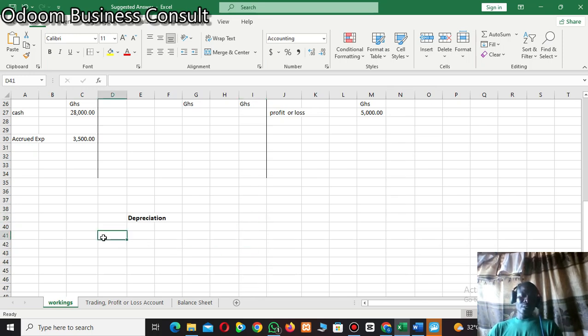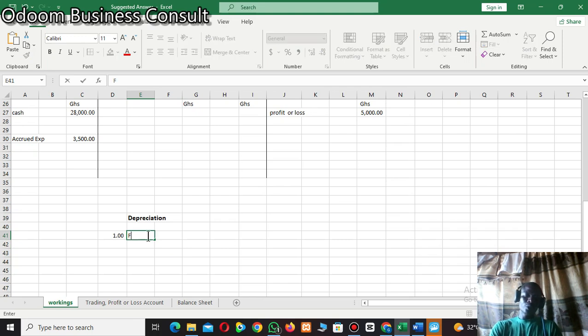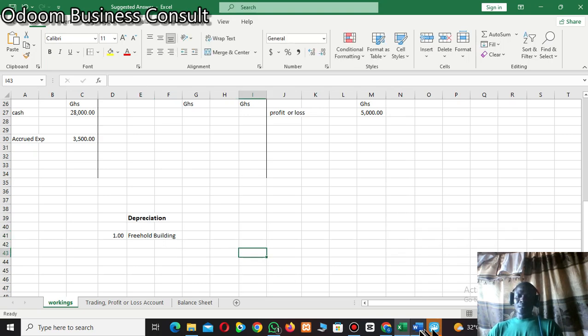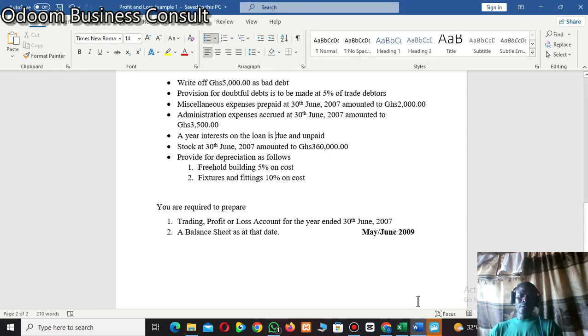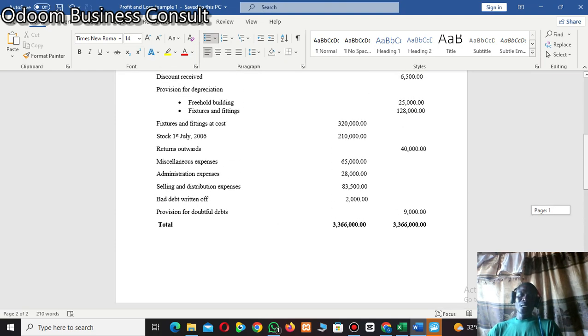Okay, so the first one we have, the first one is what? Freehold building. It's a fixed asset. It is how much? 5% on cost. So what is the cost for freehold?